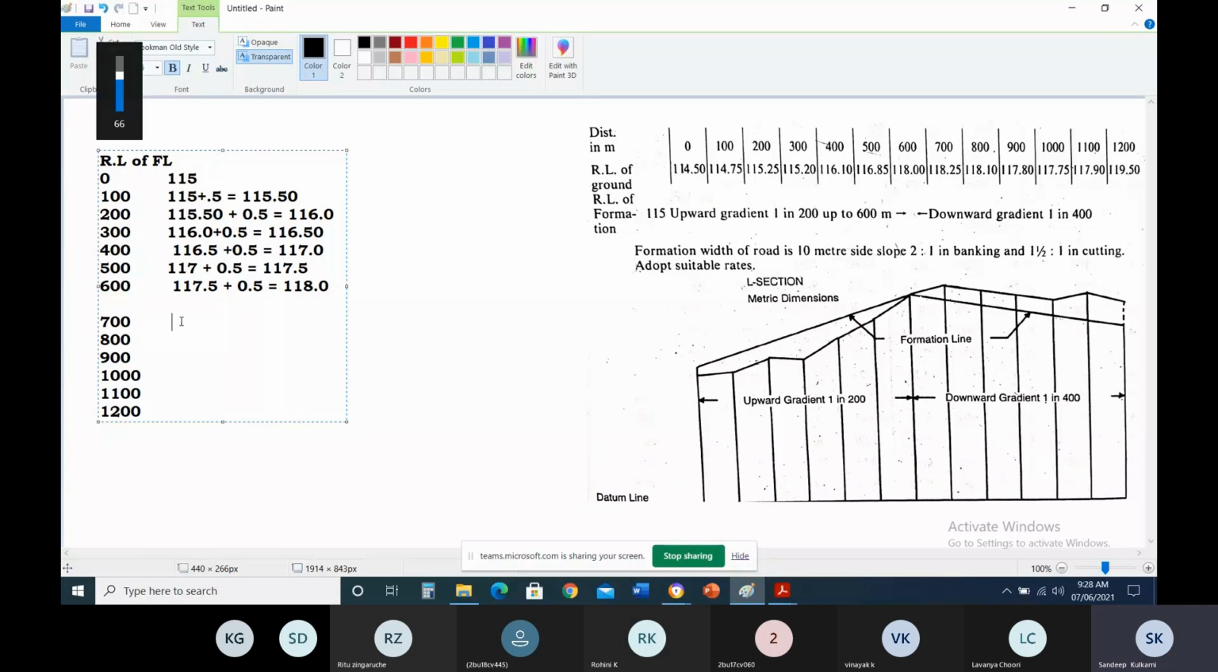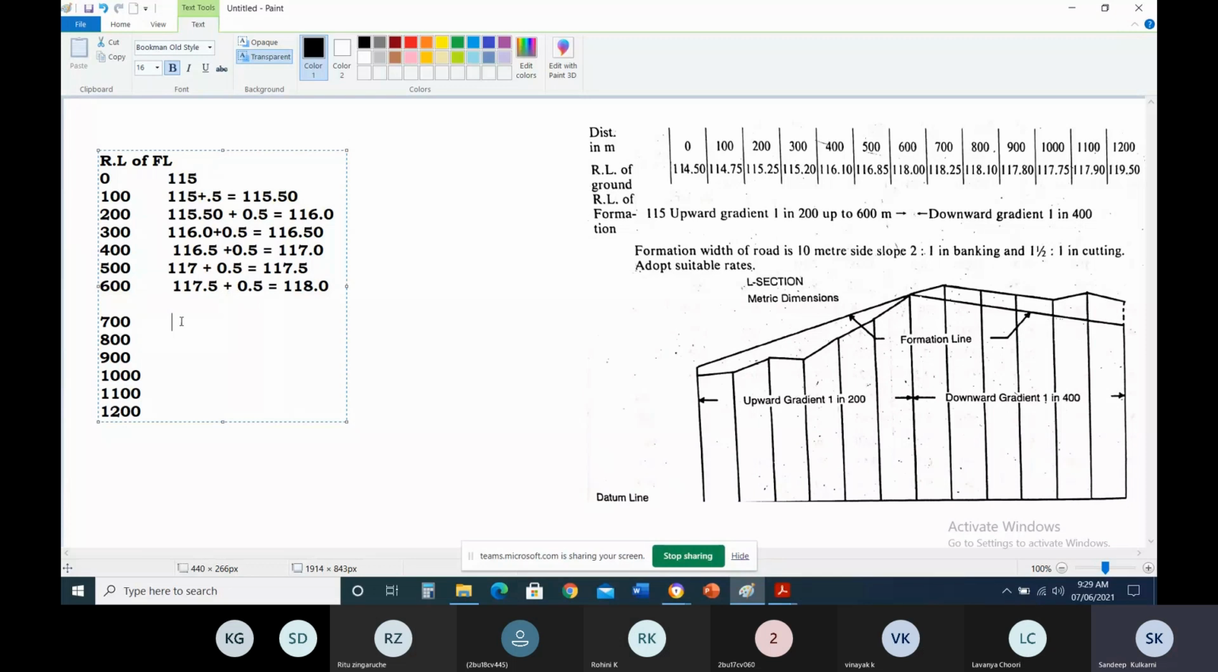So now what we have to do. The previous value is 118, right? Formation level is what is there. Sorry, gradient is what is there: 1 in 400. So what you will be doing? 100 divided by 400. So what you will get? 100 divided by 400 means 0.25 you will get.